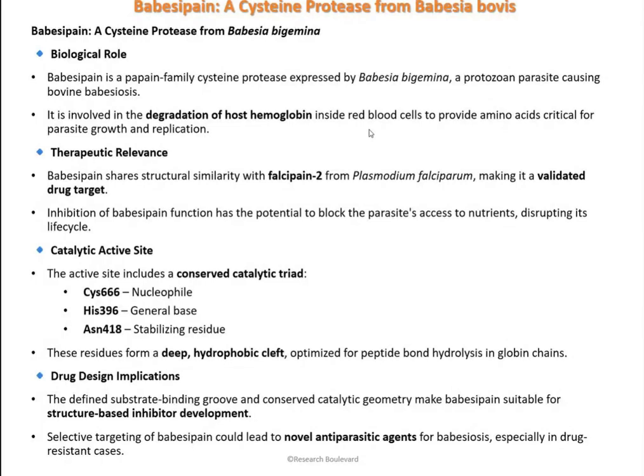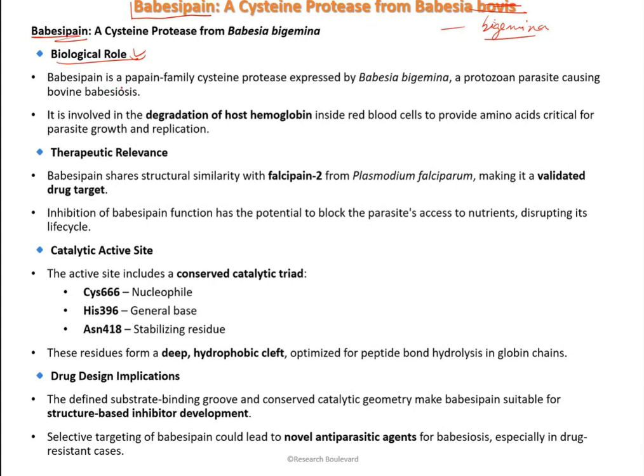But before that, we are going to consider this example. There is something called Babesipain. This is a cysteine protease from Babesia bigemina, an organism, a protozoan. So what is the biological role of this Babesipain?